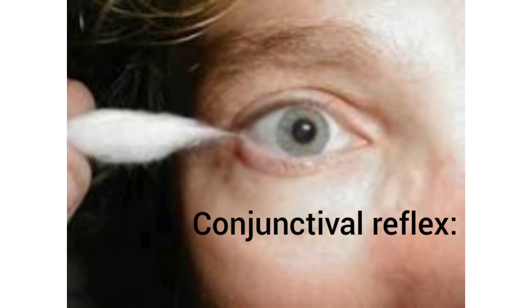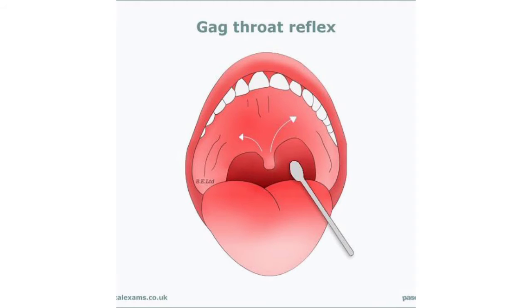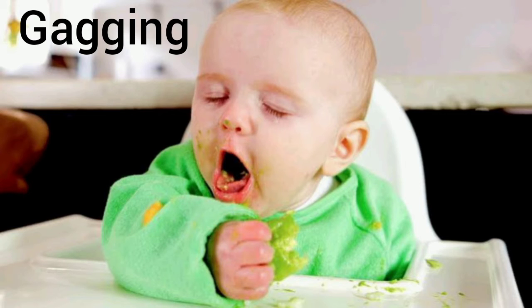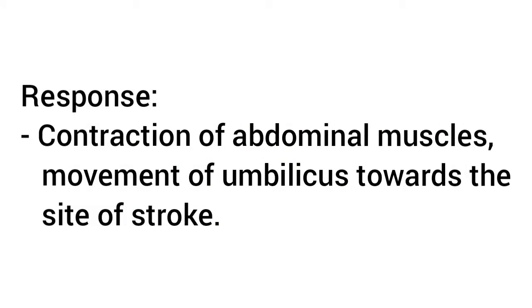Conjunctival reflex. The stimulus is irritation of the conjunctiva and the response is blinking of the eye. Pharyngeal reflex. The stimulus is irritation of the pharyngeal mucosa and the response is gagging, so it is also known as gag reflex. Abdominal reflex. The stimulus is striking of the abdominal wall and the response is the contraction of the abdominal muscle and movement of the umbilicus towards the site of stroke.